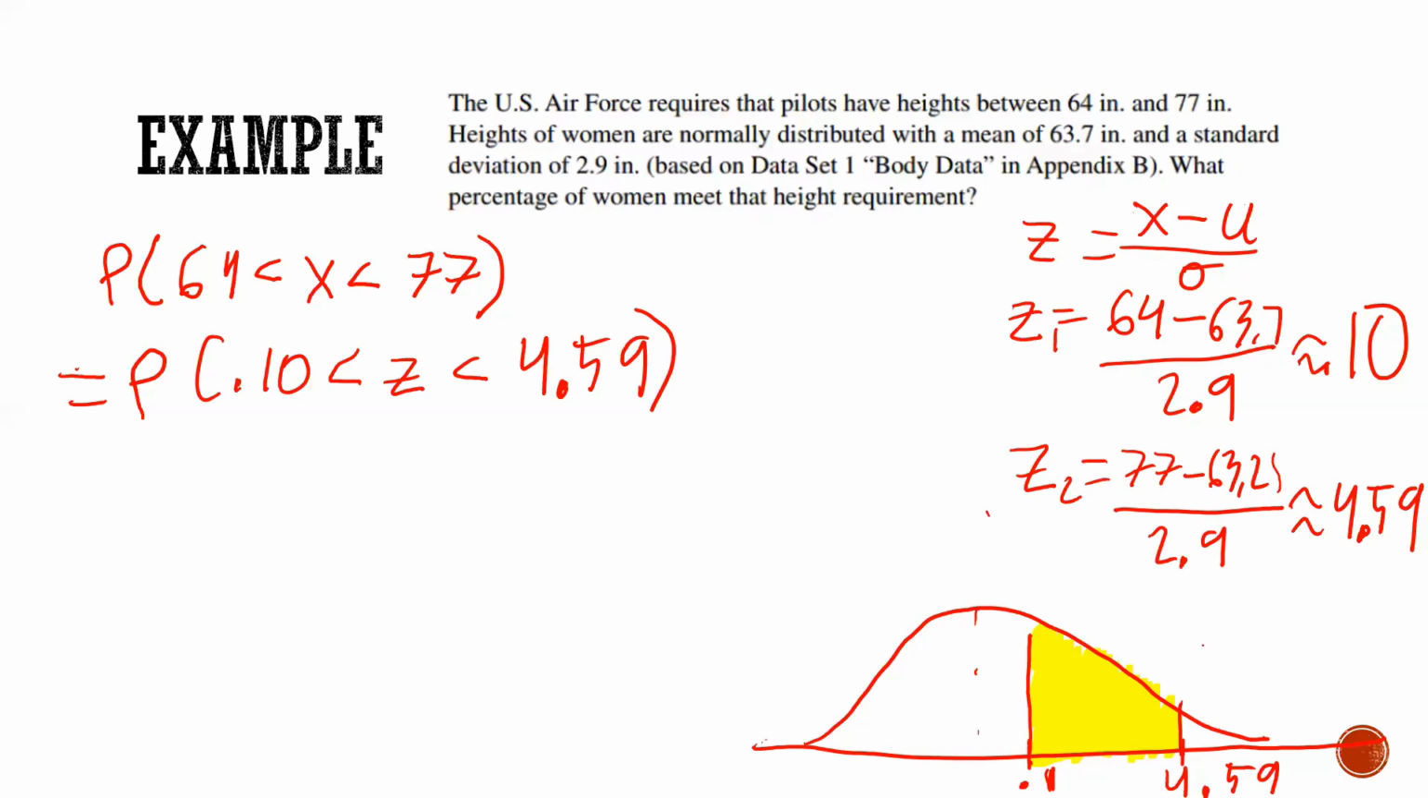Okay, let's look at our table. Right, we subtract the area to the right, so we have the area to the left. So I want to subtract the area to the left of this number from the area to the left of that number, but we kind of have a problem.